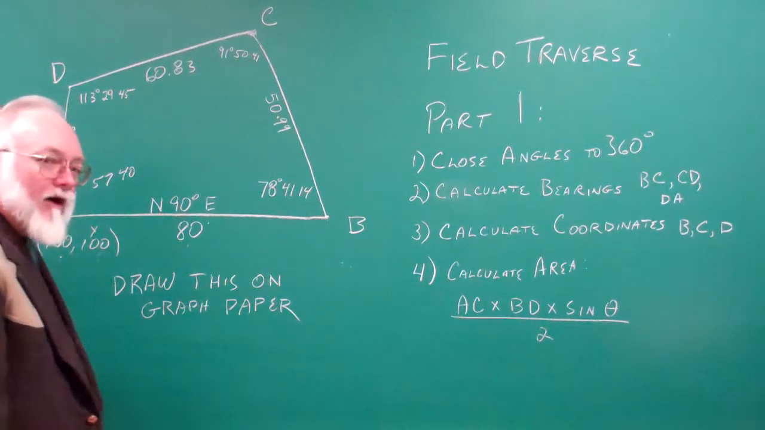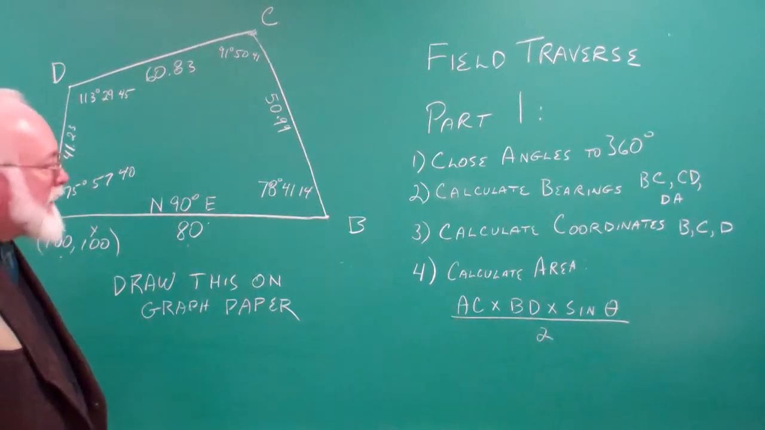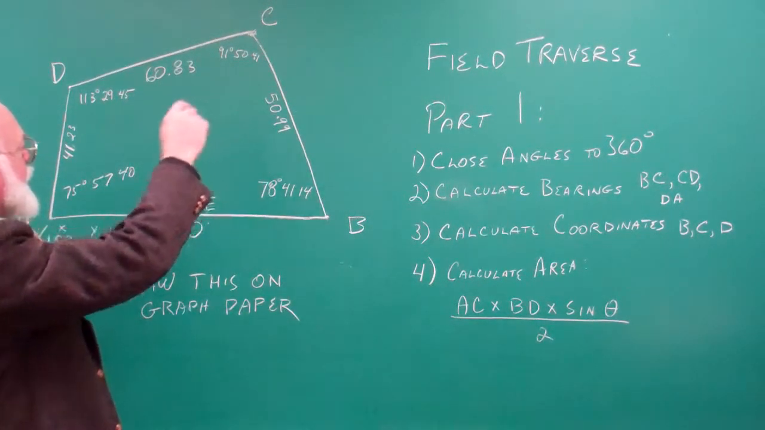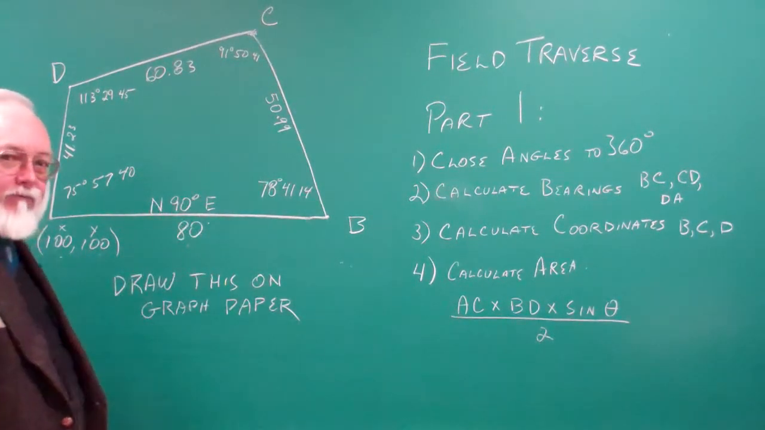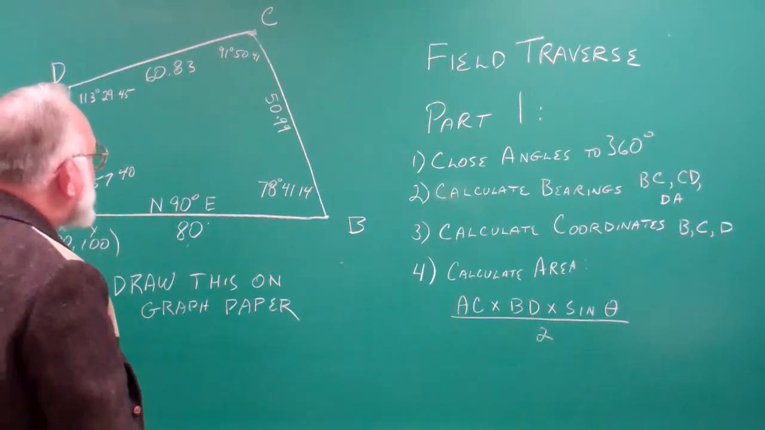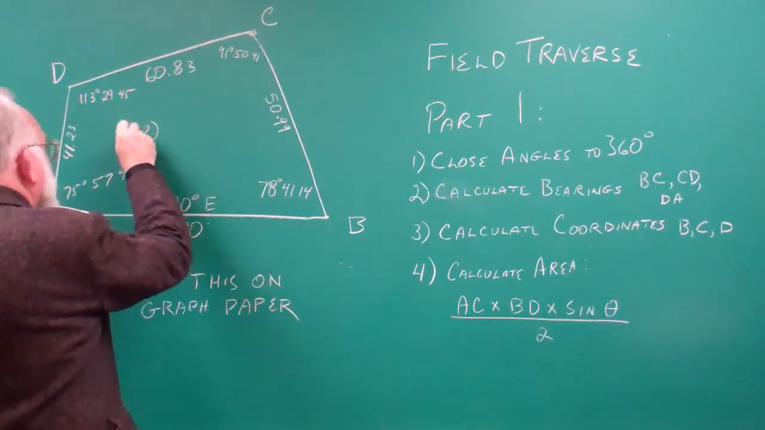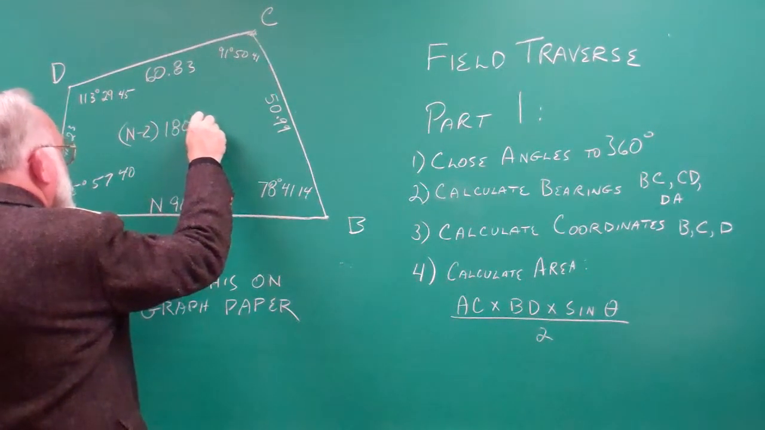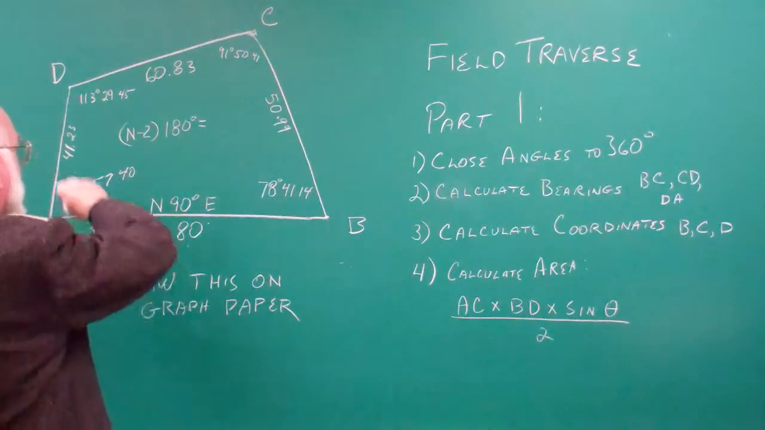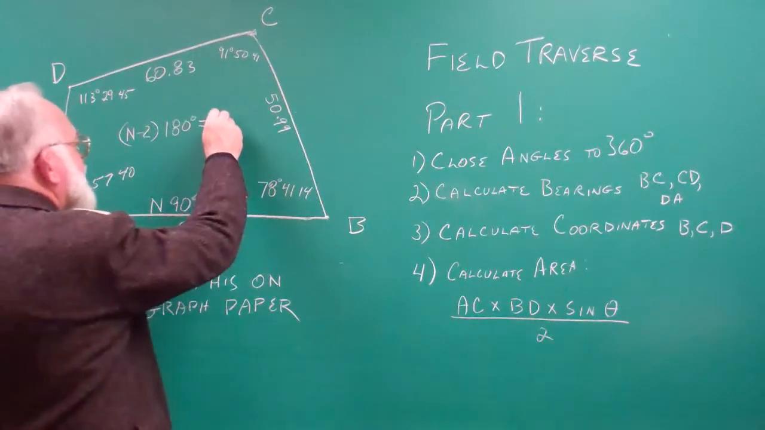Now I will let you in on a little secret. The angles don't add up. So that's the first thing you do when you come up with a traverse. Do the angles add up to the correct number of degrees? And our formula is n minus 2 times 180 equals the number of degrees that figure ought to have, in which case it's 360.